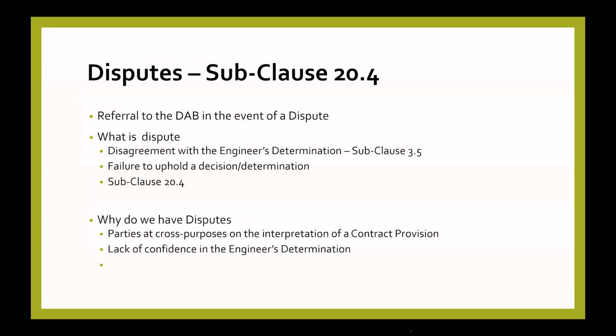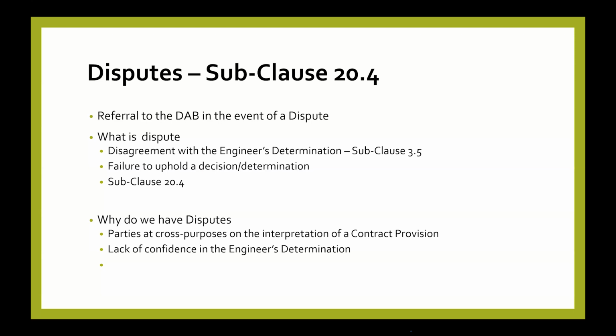So what is a dispute? A disagreement with the engineer's determination or a failure to uphold a decision or a determination. So the engineer gives a ruling or an instruction or even a certification, and then it's not upheld, then it means that there's a disagreement with it. So that is a dispute. Because if you did not disagree with it, you probably would have paid or honored the instruction.